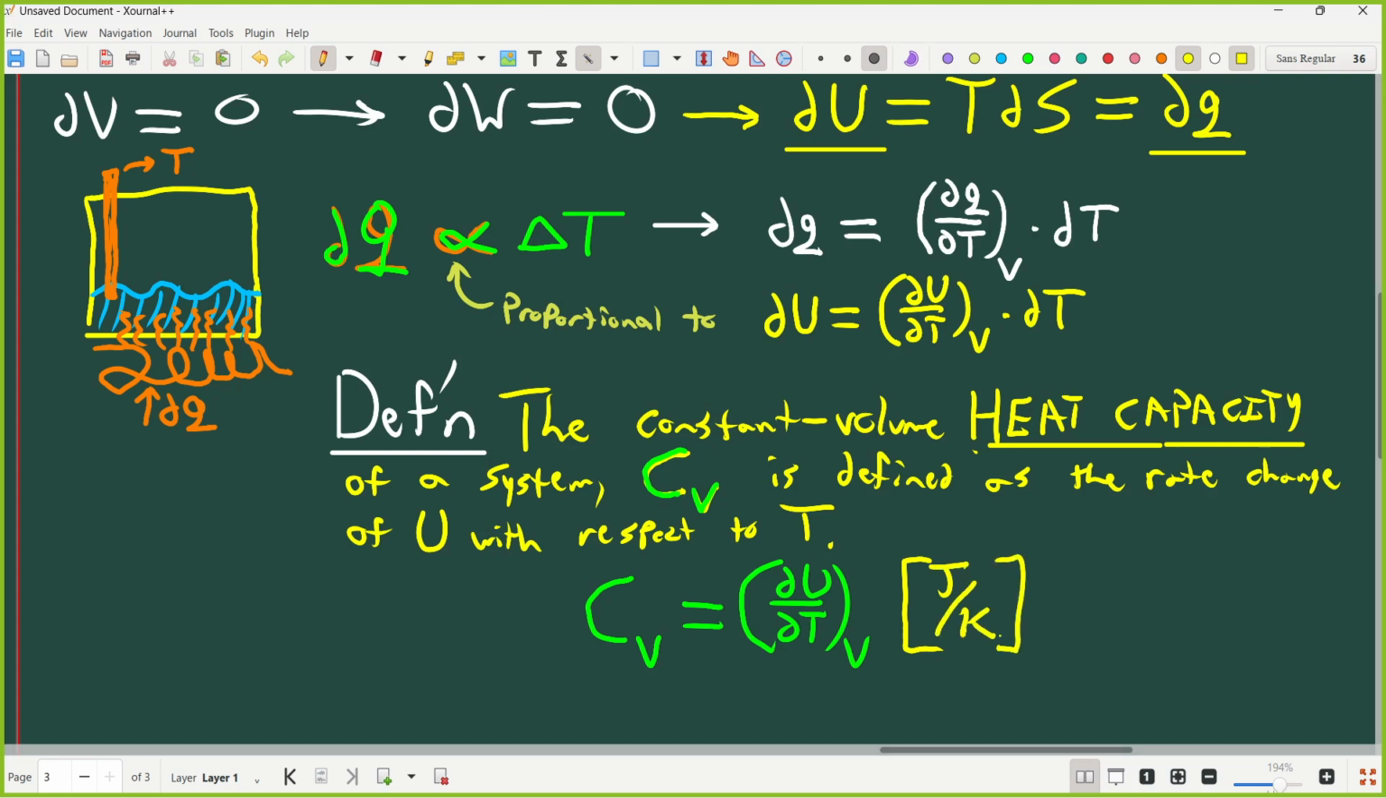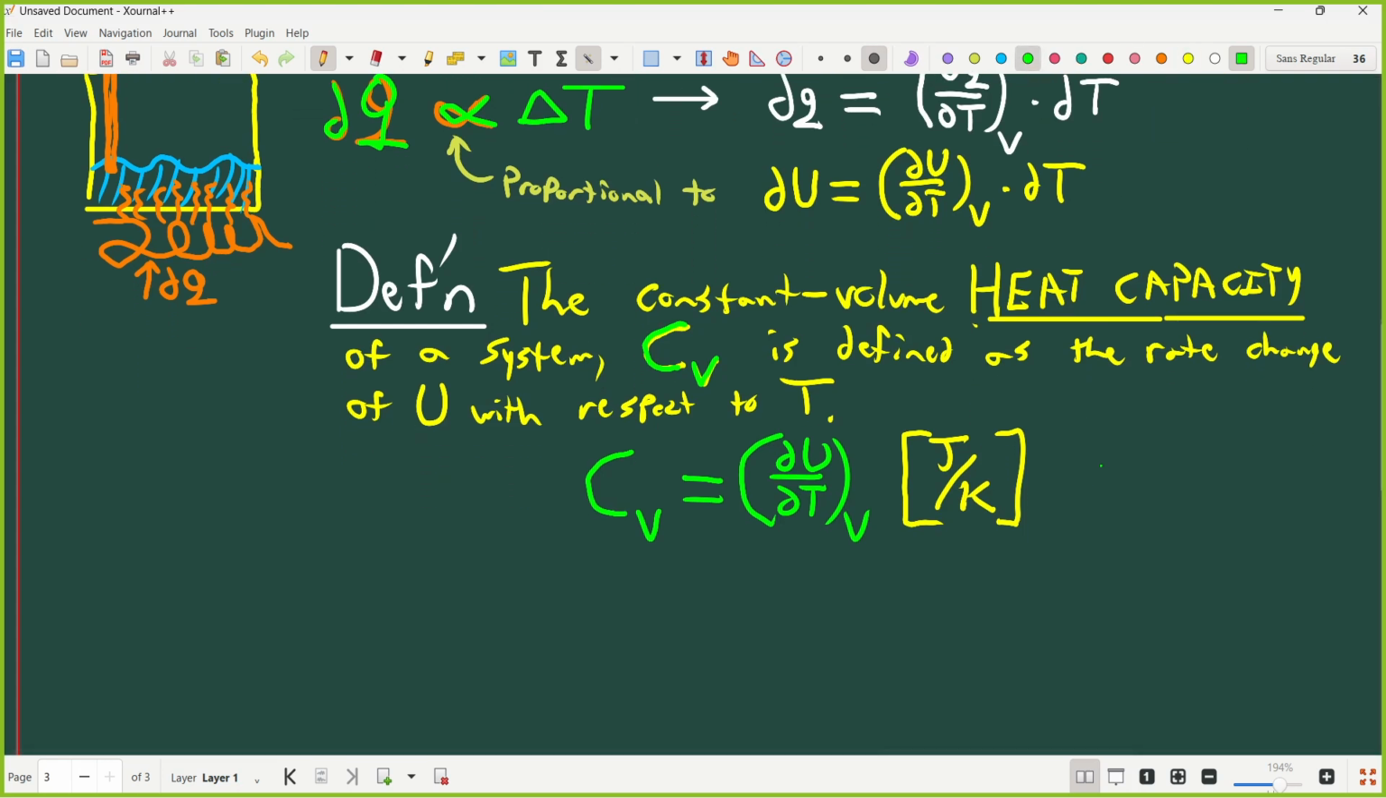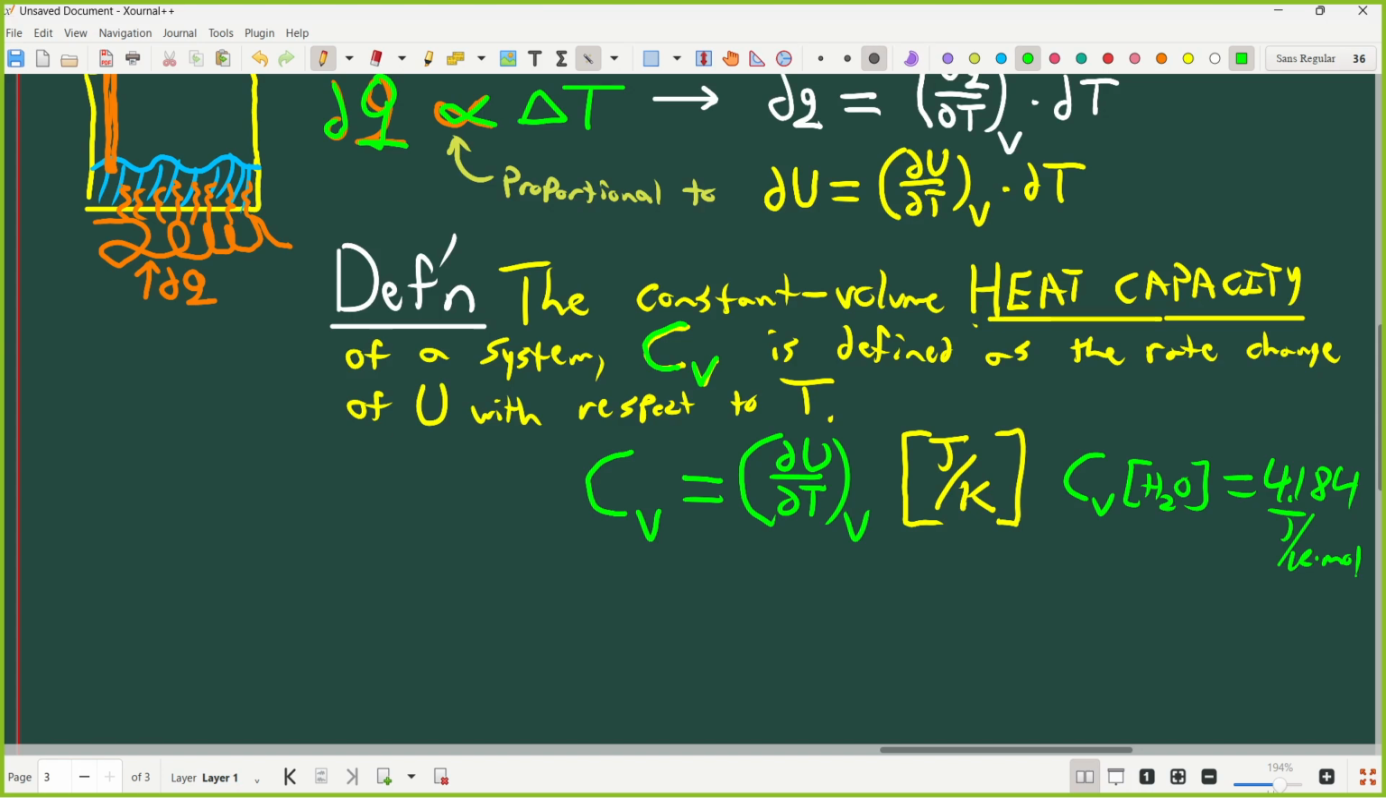Right? You probably remember heat capacities way back in the day. You probably learned about the heat capacity of water. Does anyone know what the value of the heat capacity of water is off the top of their head? It's not 1. You're off by a factor of 4. That's one of these numbers that you learn in Gen Chem and then you forget it. C_V for water is 4.184 joules per Kelvin per mole, for instance.